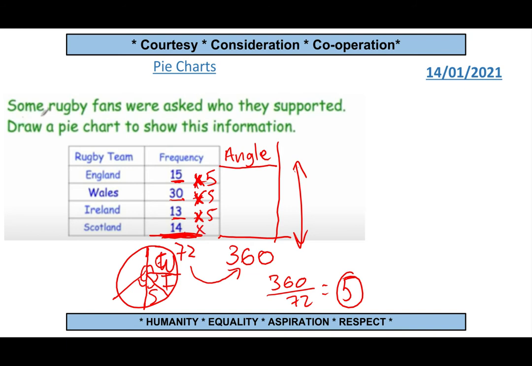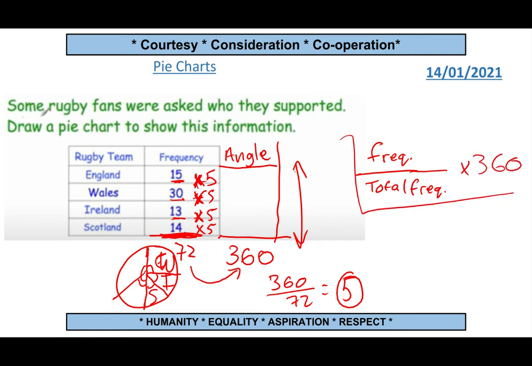Now if the total wasn't a factor, I can just use this formula. So it's frequency divided by total frequency multiplied by 360. Okay, so these types of questions will come up on a calculator paper. These kind of questions where the total frequency is a factor will come up in a non-calculator paper.